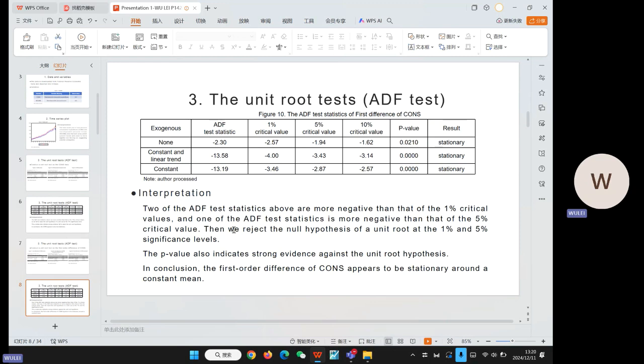Two of the ADF test statistics above are more negative than the 1% critical values, and one of the ADF test statistics is more negative than the 5% critical value. Then we reject the null hypothesis of a unit root at the 1% and 5% significance levels. The p-value also indicates strong evidence against the unit root hypothesis. In conclusion, the first order difference of cons appears to be stationary around a constant mean.